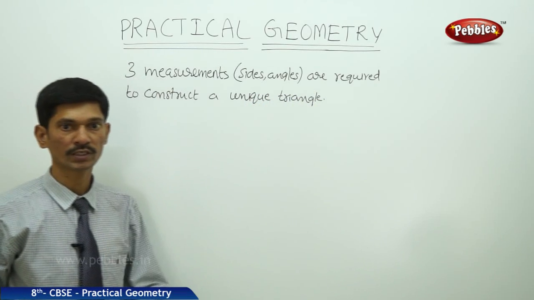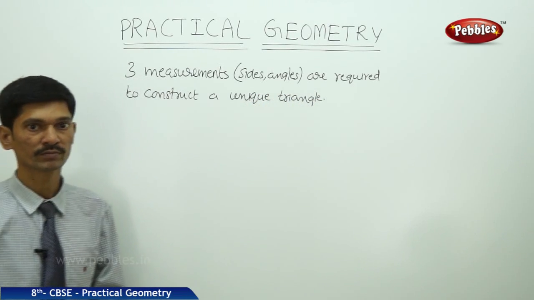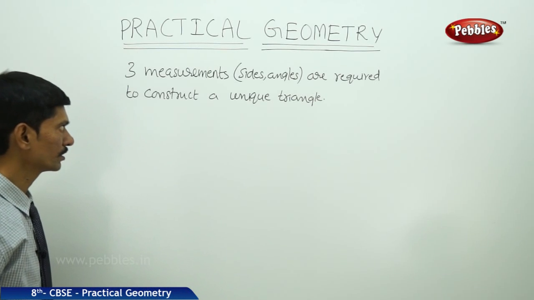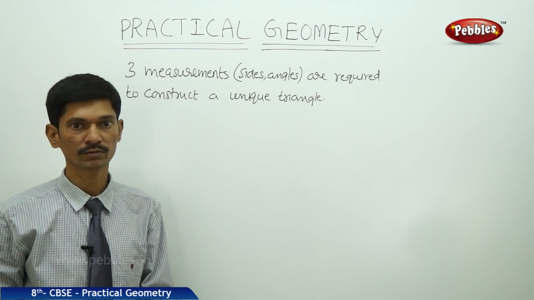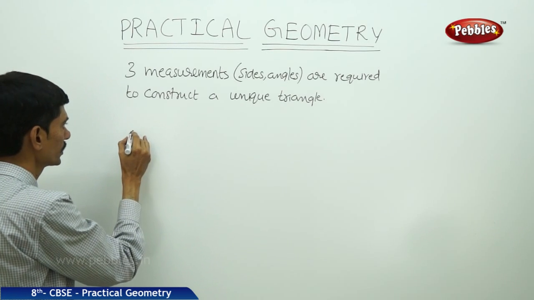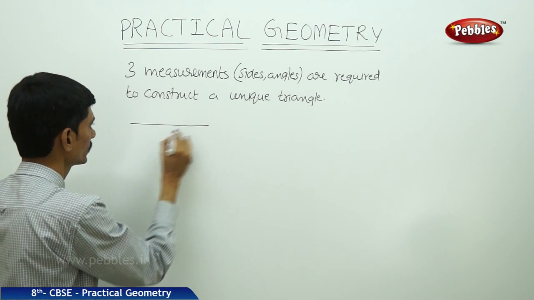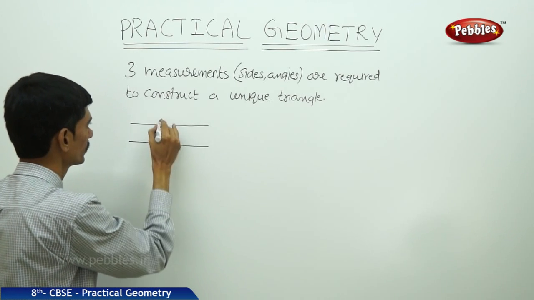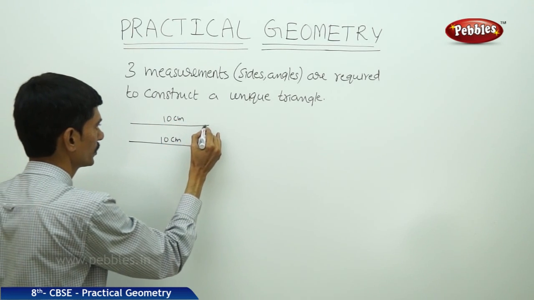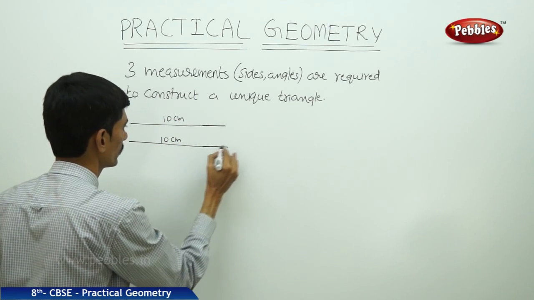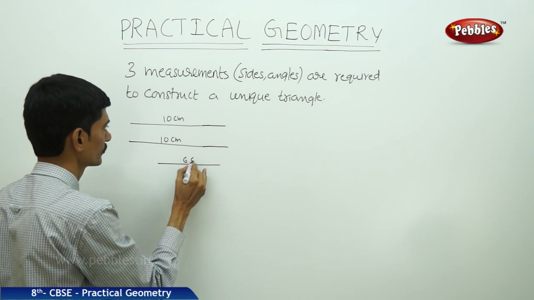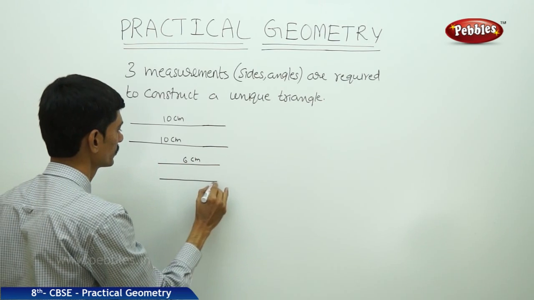Now naturally a question arises: how many minimum measurements are required to construct a quadrilateral? Now let us check how many measurements are required to construct a unique quadrilateral. For this we will do an activity. Take 2 sticks of equal length, like 10 centimeters and 10 centimeters, and take another 2 sticks of equal length, like 6 centimeters and 6 centimeters each.